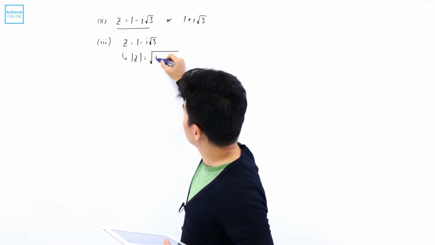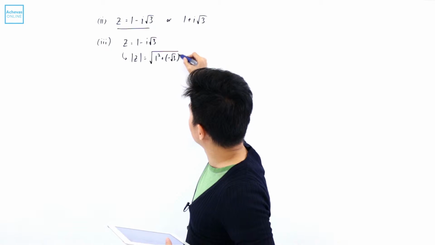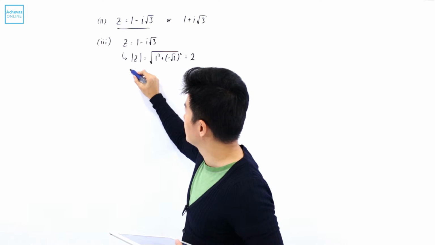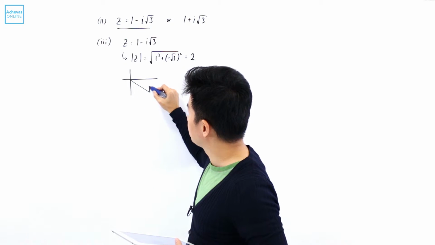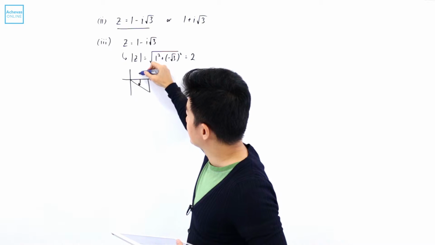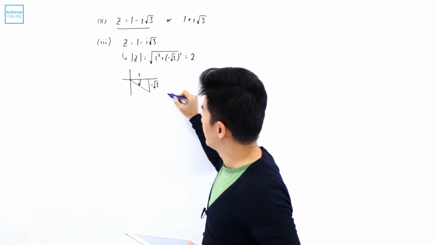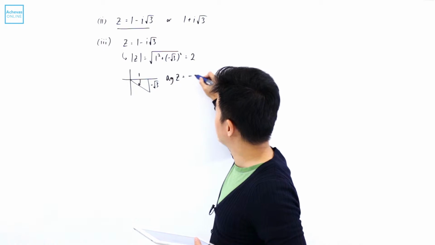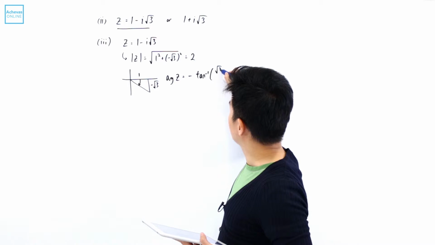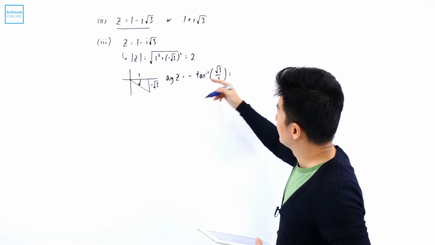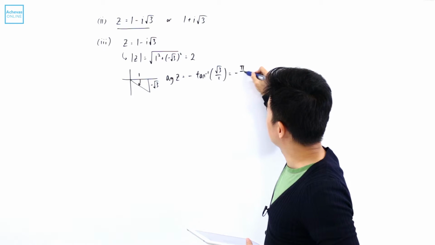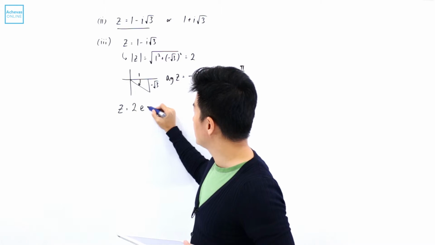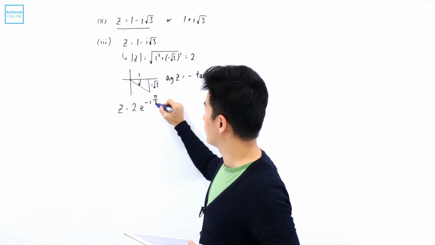So from here, I want to find the modulus of z. Modulus of z is square root of 1 squared plus negative square root of 3 squared. It is square root of 4, so this is 2. And I want to find the argument of this. I'm going to sketch it on an Argand diagram. z is 1 and minus square root of 3. So this angle here, which is the argument of z, is going to be negative tan inverse of square root of 3 over 1. This is equal to negative pi over 3, which means that z can be re-expressed as 2e to the power of minus i pi over 3.